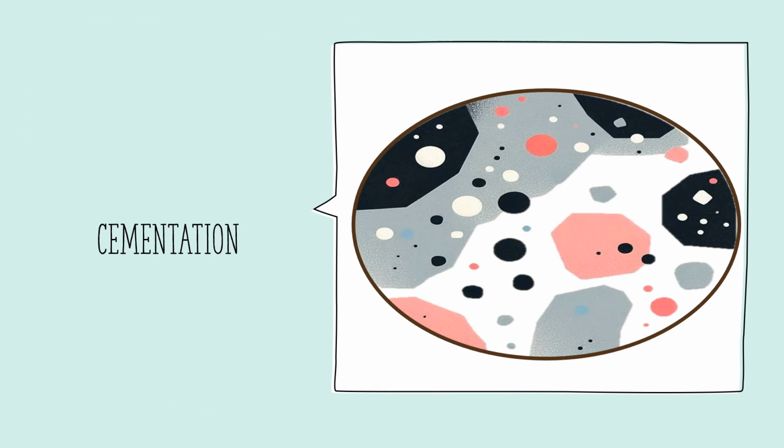Then cementation happens when groundwater with dissolved chemicals like calcium and silica gets into the spaces between the rocks. When this happens, there's a slow chemical reaction that turns those dissolved chemicals into minerals like calcite and quartz, which then bind or glue the sediment together, finally forming a solid rock.